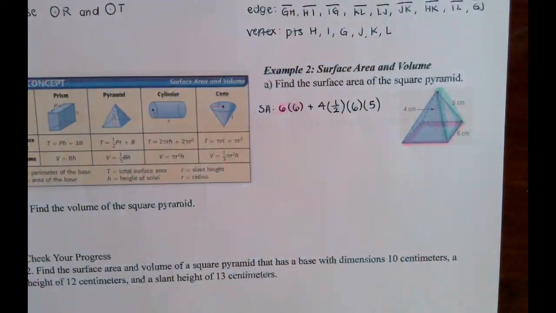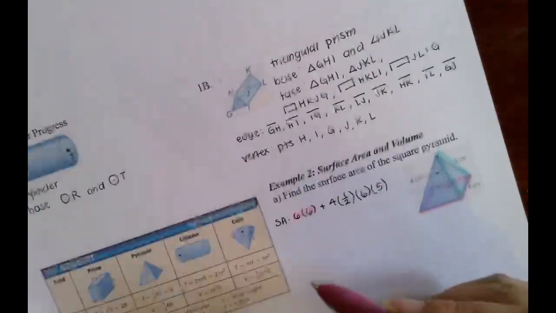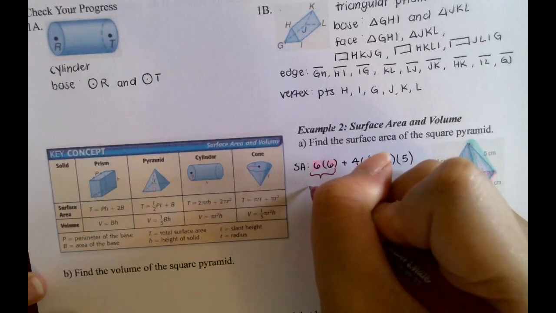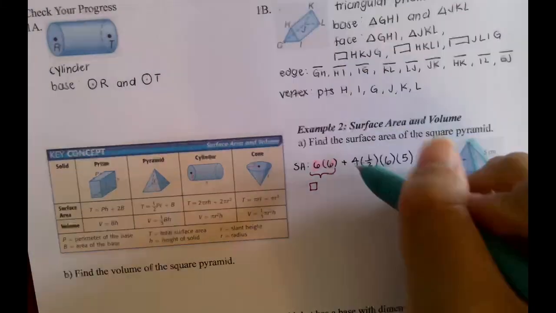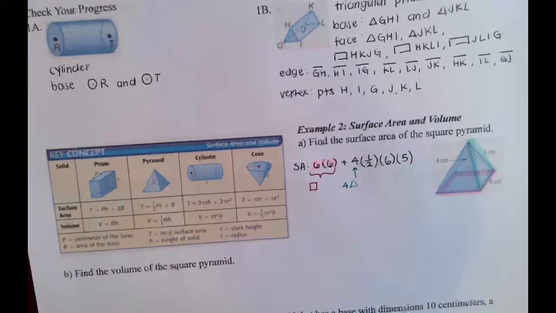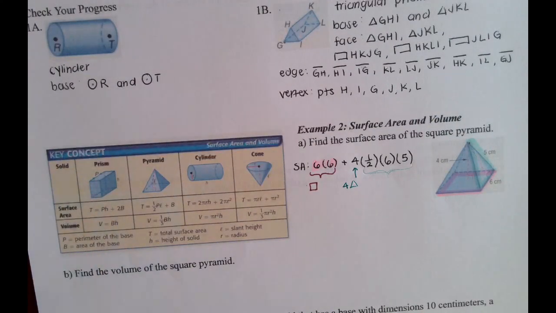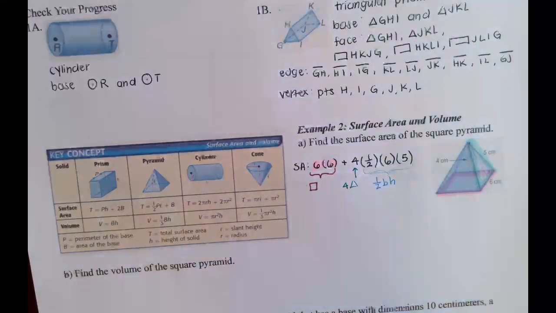So if you want an explanation here, this is the area of the square, 6 times 6. This here is because there's 4 of these exact same triangles. I can only do that because they're all the same. And then here, this is the area of a triangle, which is 1/2 base times height. And so that's where that all comes from.